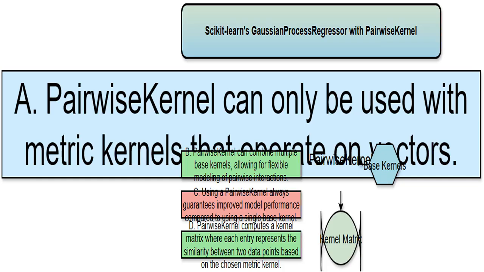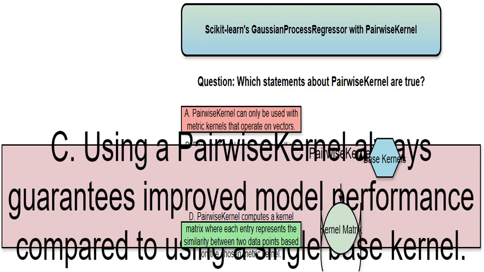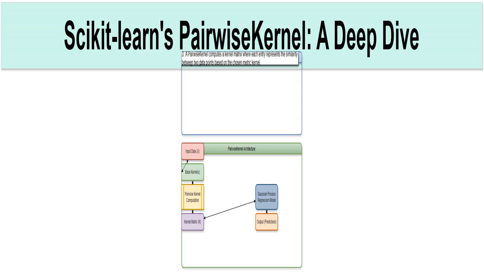The awesome thing about PairwiseKernel is that I can use more than one base kernel at once. This lets me find more complicated relationships in my data, leading to a more powerful model. This is false. While using a PairwiseKernel often helps, it doesn't magically improve things every time. The results will depend on your specific data and the base kernels chosen.